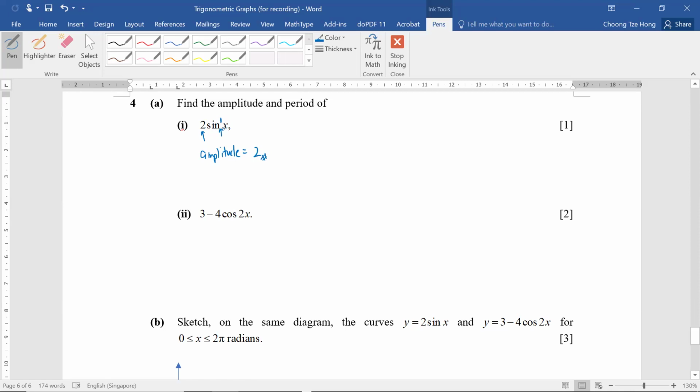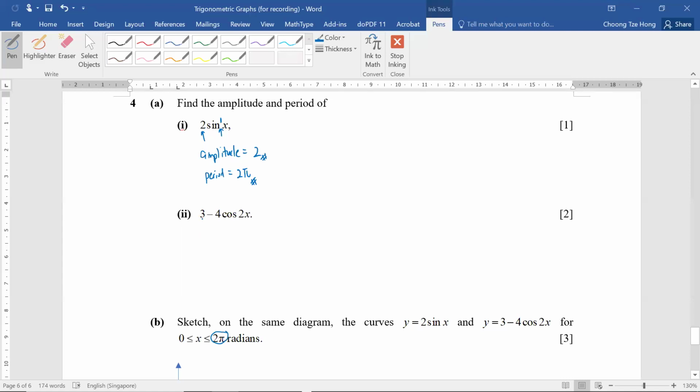If it's a 1, then the typical period for a sine or cosine graph will be 360 degrees or 2 pi radians. In this question, if you look at the range here, it's given in radians, so we will write it in radians. In other words, the period is going to be 2 pi. Then let's look at part 2.